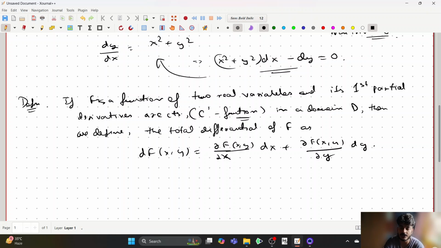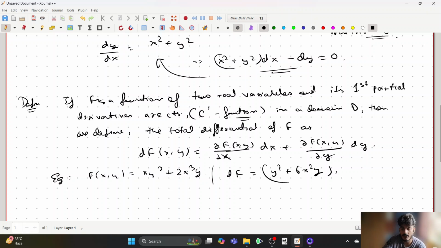Okay, so this is called the total differential of f. Fine. Example, let's say f of x,y is xy squared plus 2x cubed y. Then in this case you will write df to be the partial derivative with respect to x, so it's (y squared plus 6x squared y) dx plus, this is (2xy plus 2x cubed) dy. Fine. So this gives you the total differential.